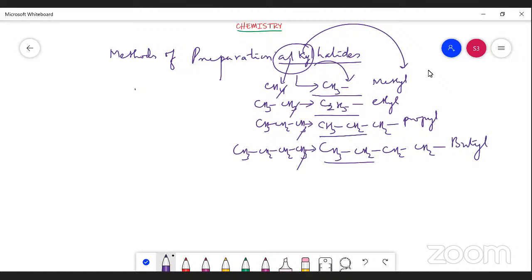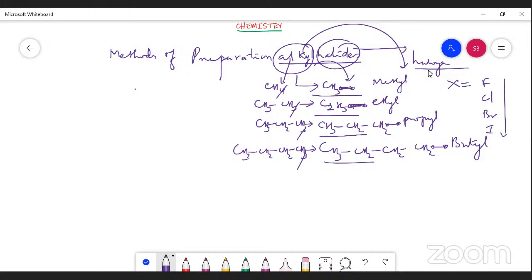With that alkyl group, there is a bond, a pair of electrons. This pair of electrons is waiting to be substituted with the halogens, that is halides. You know the halogens, which we shortly represent as X. X is equal to fluorine, chlorine, bromine, iodine.